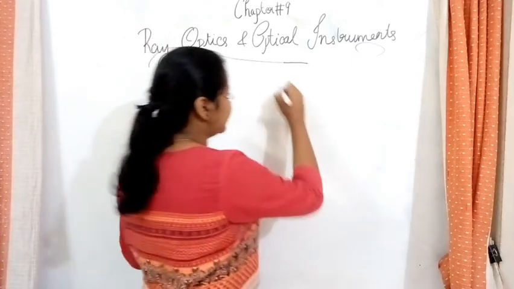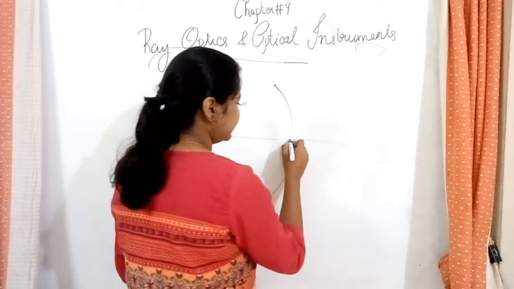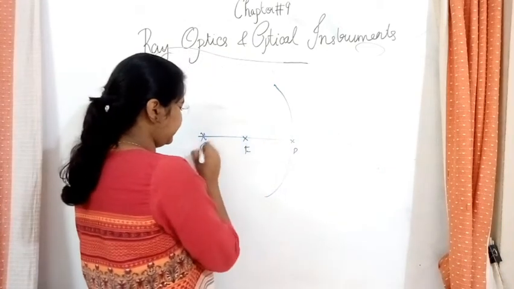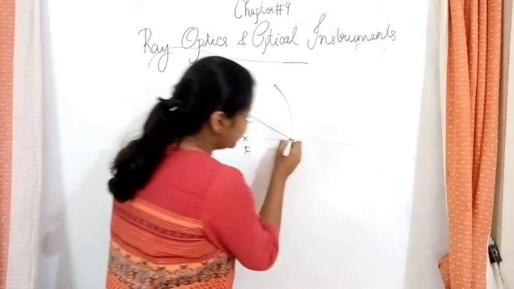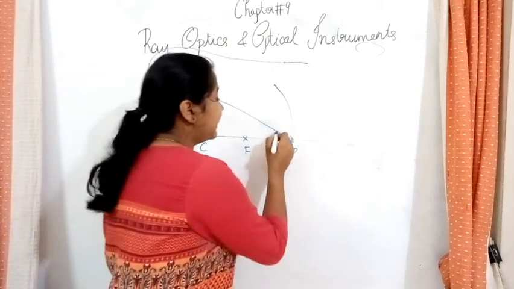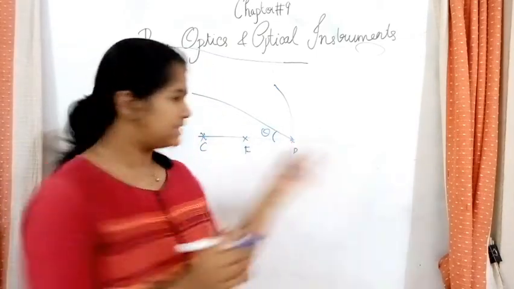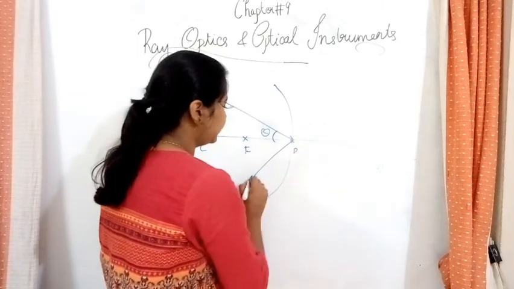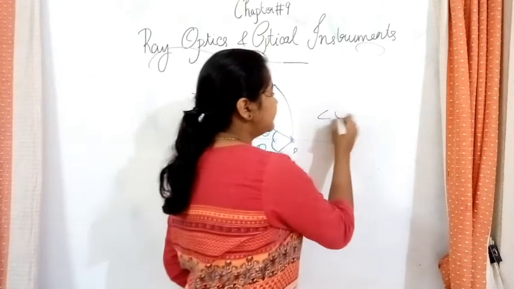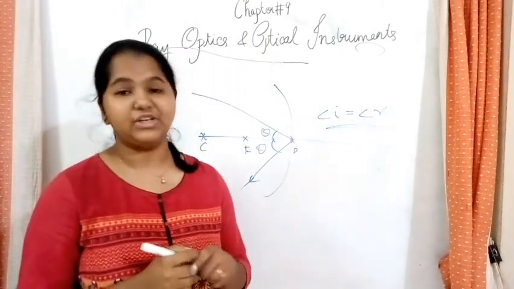So what happens? Let's draw a mirror, and this is the principal axis, this is the pole, this is the focus, and this is the center of curvature. If a ray falls on the pole, creating an angle theta with the principal axis, then it will reflect in such a way that it forms another angle theta. That is, angle of incidence is equal to angle of reflection. Am I right? This is how we draw ray diagrams.